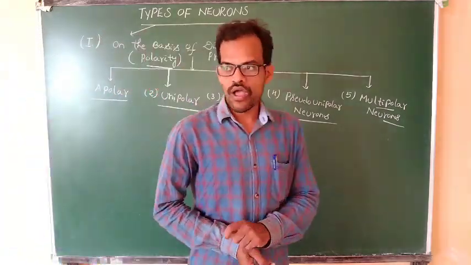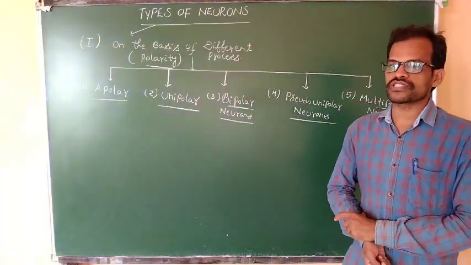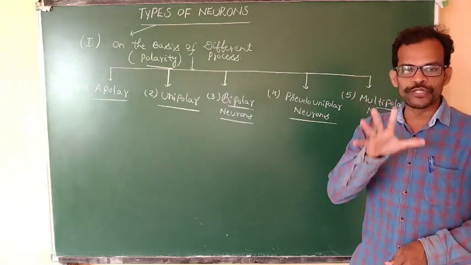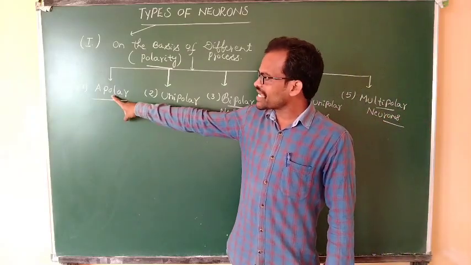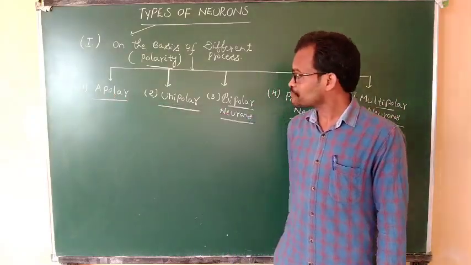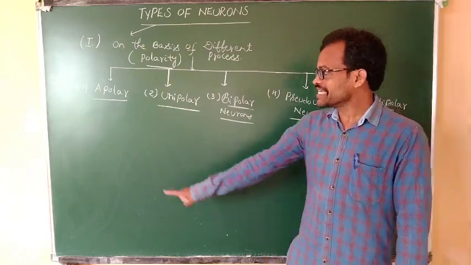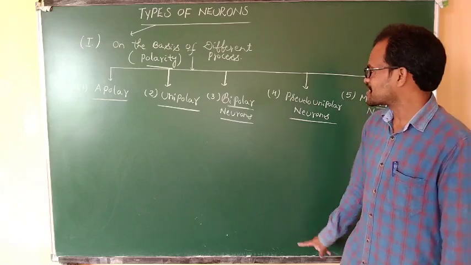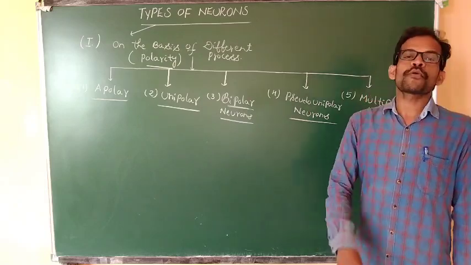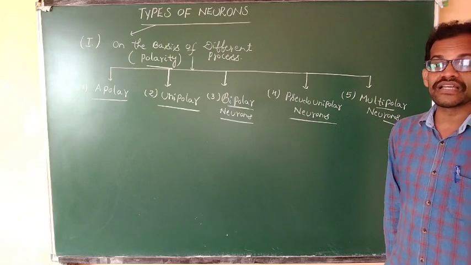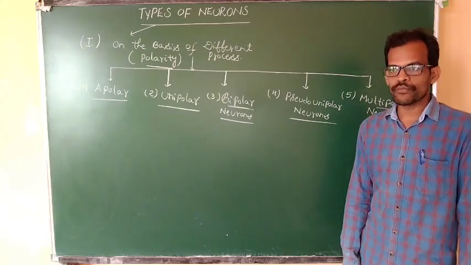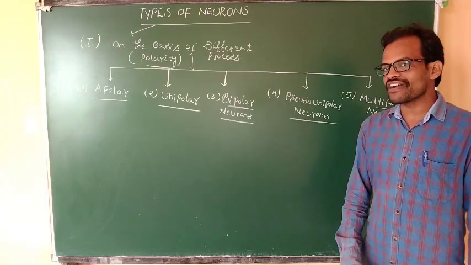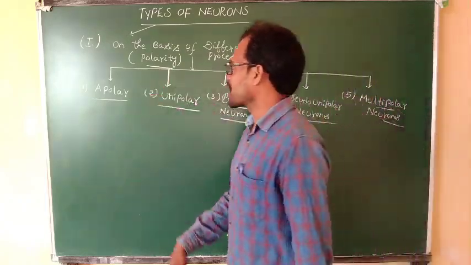On the basis of different processes, or polarity, the neurons are classified into 5 types. Apolar means polarity is absent. Unipolar means single polarity. Bipolar means 2 polarities. Pseudo-unipolar means false polarity. Multipolar means many polarities. Based on the polarity, the neurons are classified into how many types? 5 types.